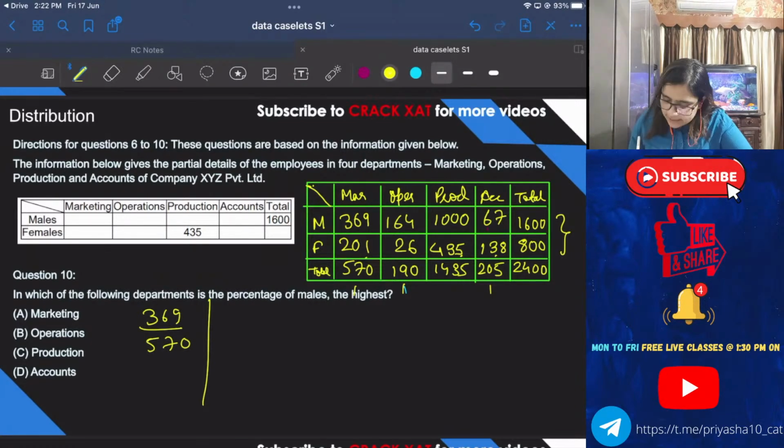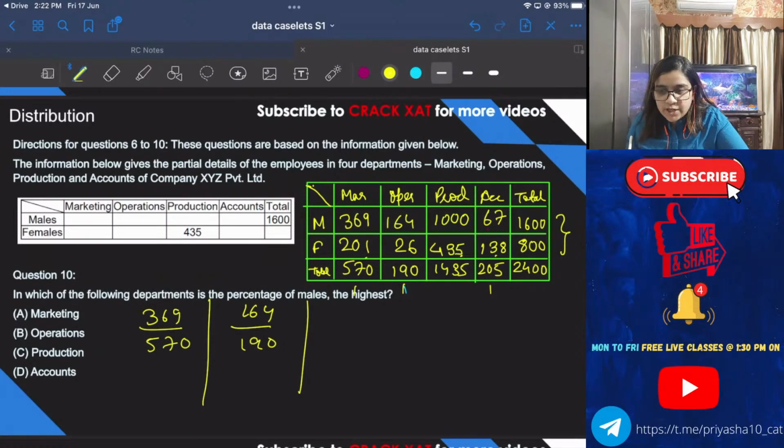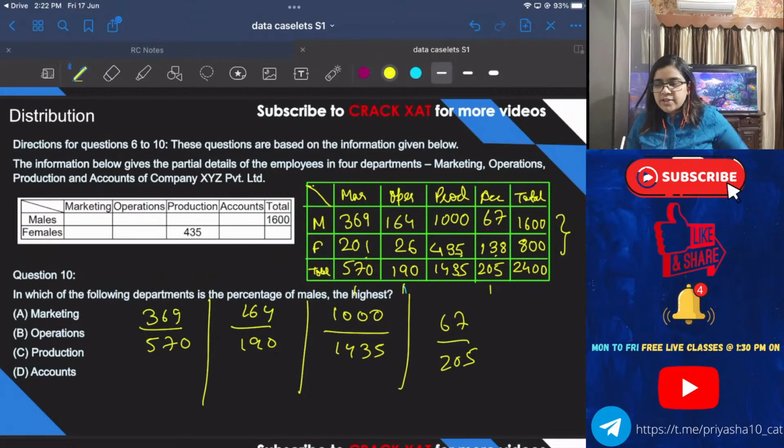In case number 2, I am comparing 164 upon 190. In option number C, production, I am comparing what? Both the computer classes. Then you need power glasses. 1000 divided by 1435, and the last one is 67 upon 205. Look at these fractions and determine your answer accordingly.